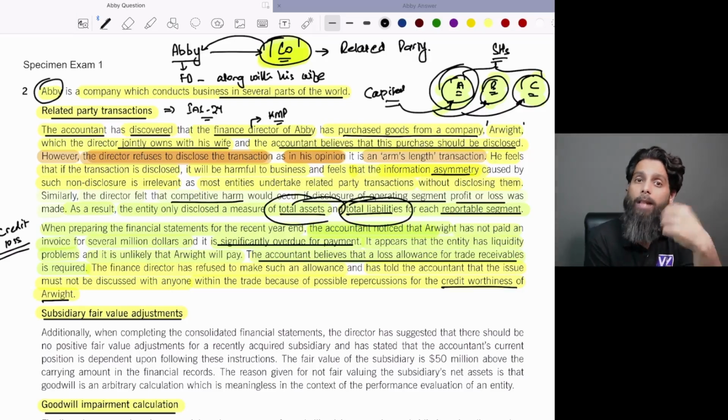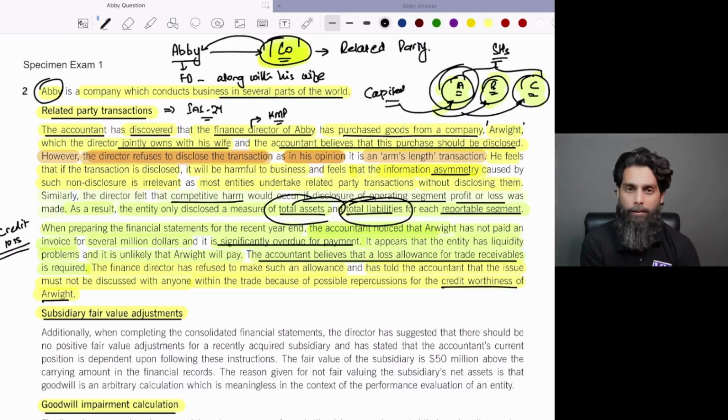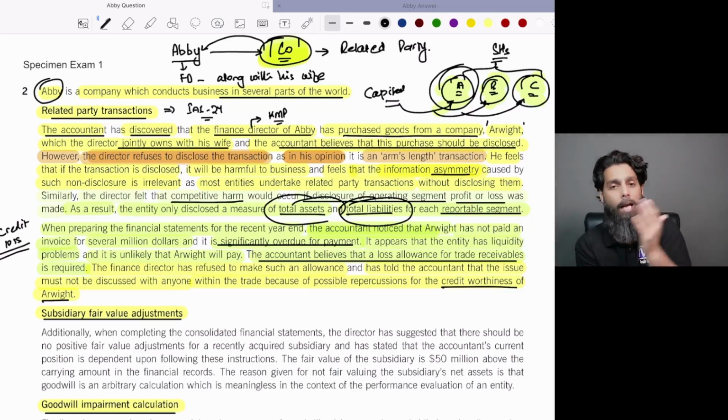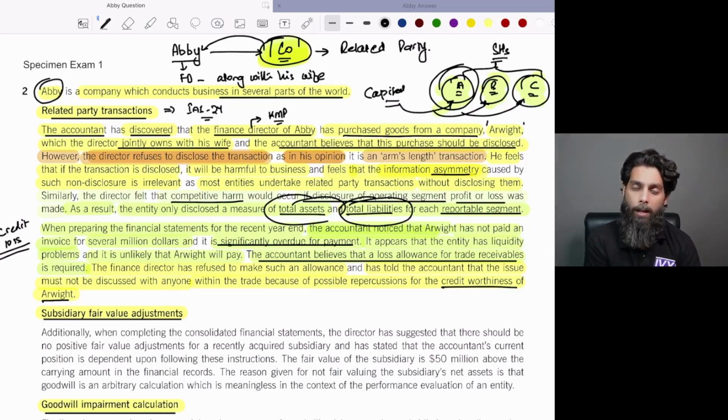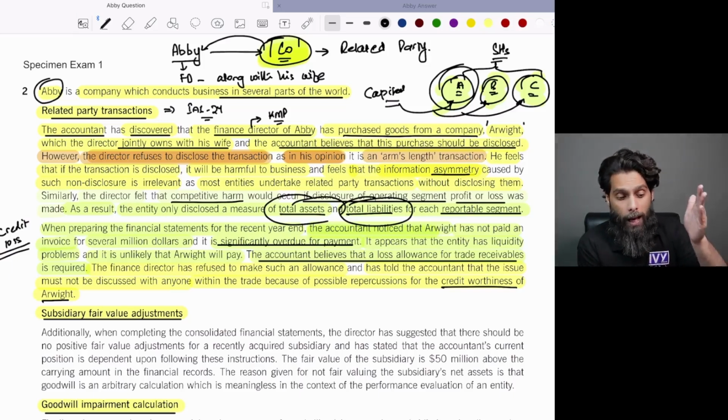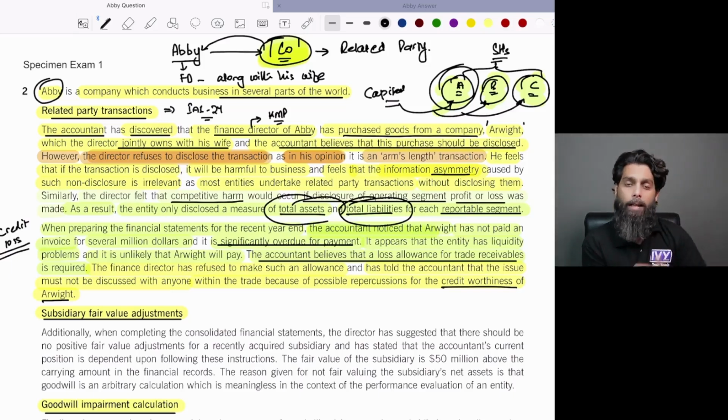And therefore, he should tell the finance director, if you do this, this is not in accordance with IFRS. IFRS wants you to apply all accounting standards in their entirety, and you cannot cherry pick to apply a particular accounting standard and not apply another. And any information which is relevant and can be faithfully represented to your shareholders, that information should be provided to the shareholders.